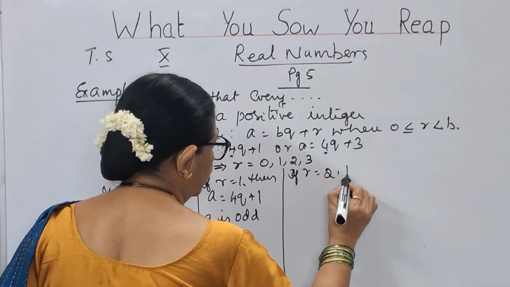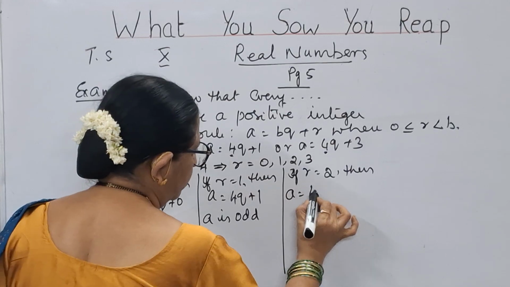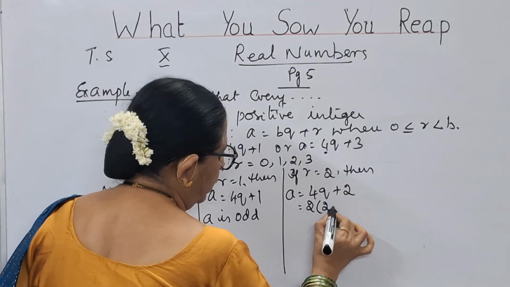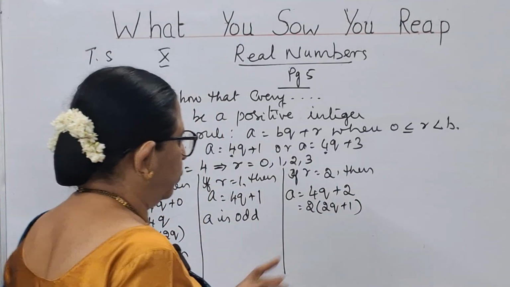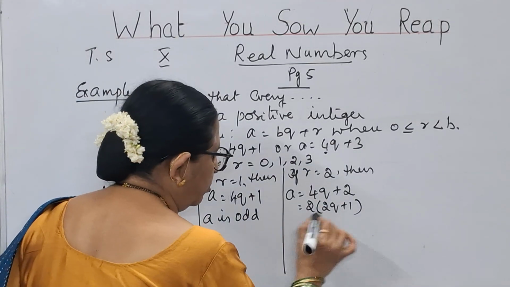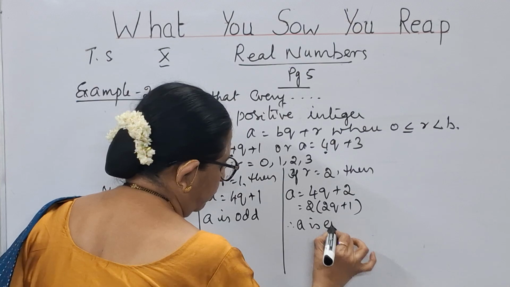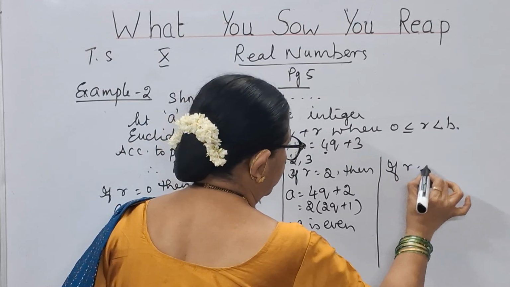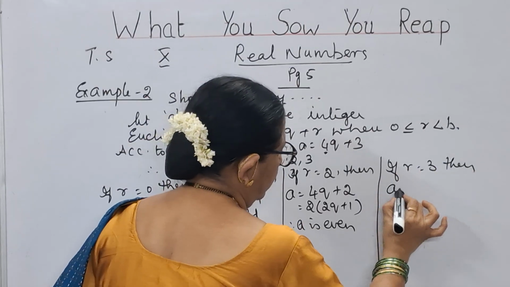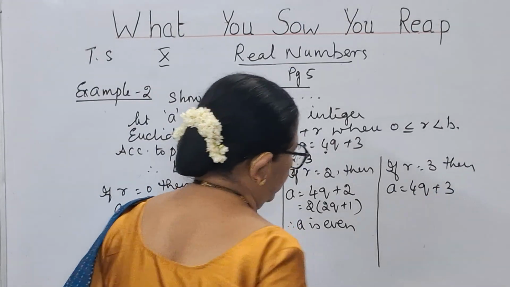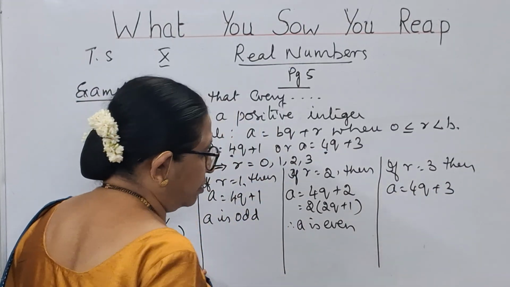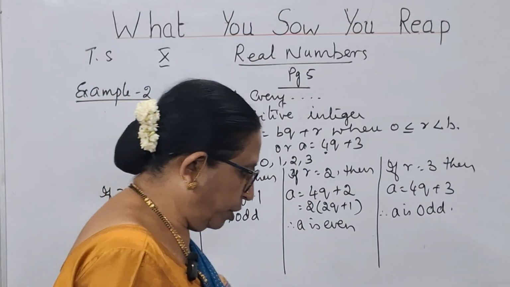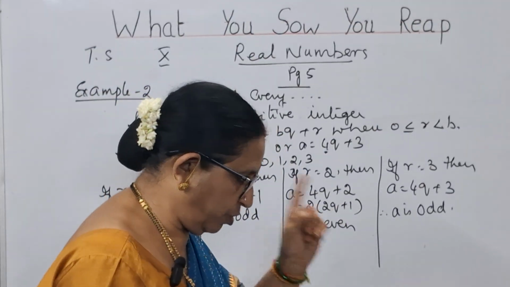Now, when you take r is equal to 2, then a is equal to 4q plus 2. In this case, children, you can take 2 as common. 2 into 2q plus 1 you will be getting. 2 into 2q plus 1 means what? It is a multiple of 2. So a is even. Okay, children, you are getting a as even. Now, if r is equal to 3, then a is equal to 4q plus 3. You cannot take 2 as common in this case. So a is odd.